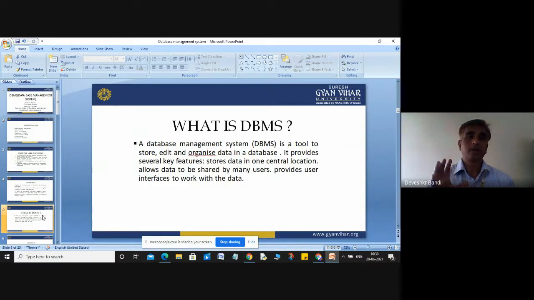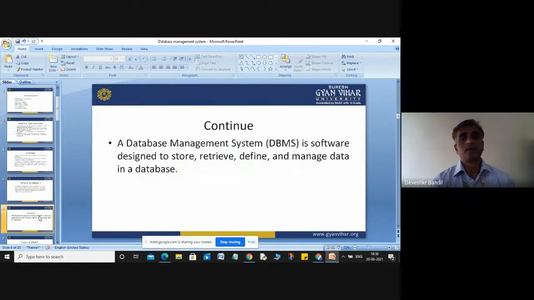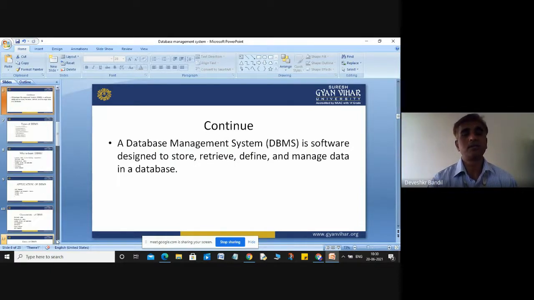So the main key point about your DBMS, database management system, is that it is a tool to store the data, edit the data, and organize the data in your database. Also, you can say that a database management system is software to design the store, define the data, and manage the data in your database, as I had told.